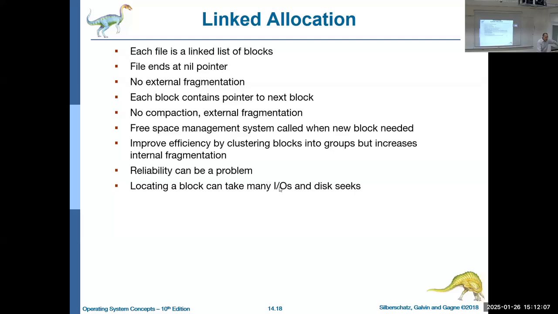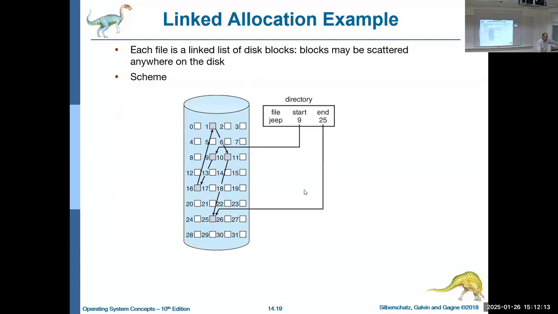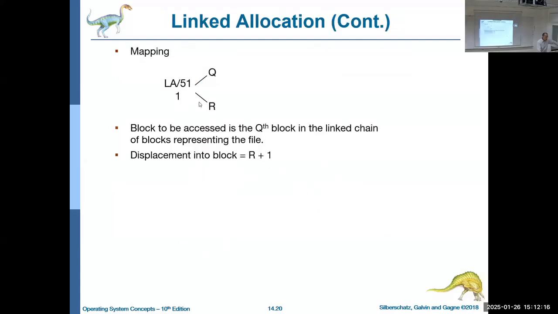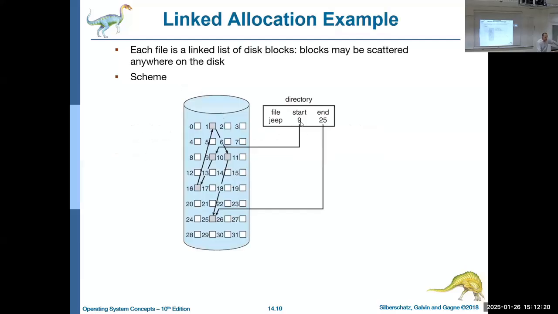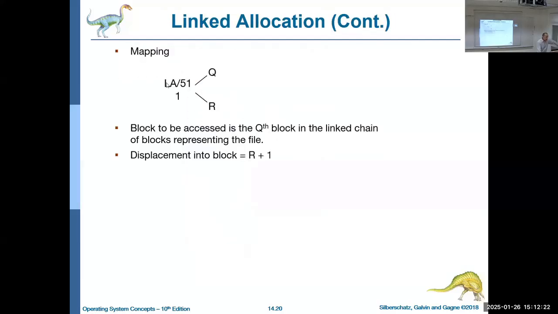Locating a block can take many IOs and disk seeks, right? We have to run all around, up and down, to find all the pieces. So here's the example we saw already. Now, how are we gonna map? We still have a start, but we take our number, and what does it say? Block to be accessed is the Qth block in the linked chain. So Q tells us how many jumps we have to make. You need to know which node is the one you're looking for.